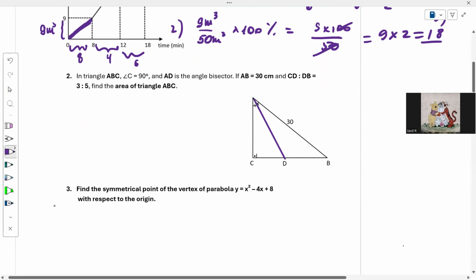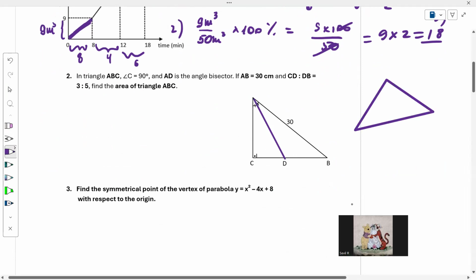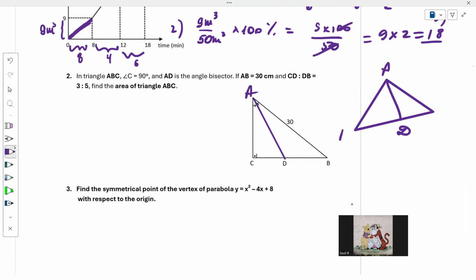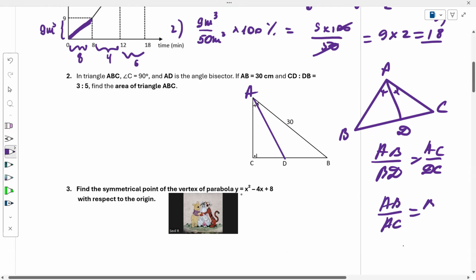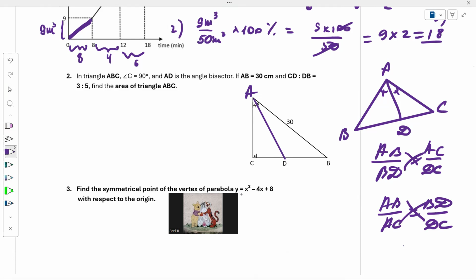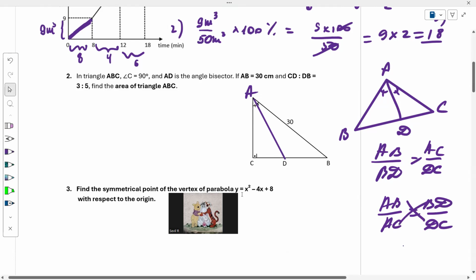We just recall the formula in a triangle. Let it be our triangle. If AD is our angle bisector, it's A here. We write AB over BD equals AC over DC. Or it can be rearranged this way: AB over AC equals BD over DC. As you see, the proportion still stays the same.